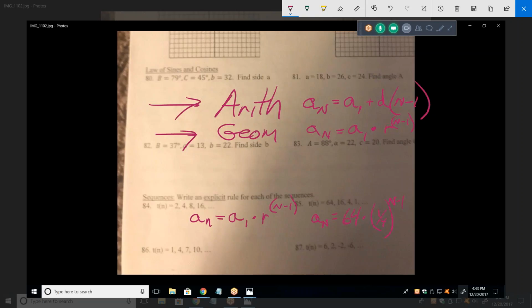So that's your answer. That's why they gave you geometric before arithmetic. I'll show you why. Because arithmetic are actually harder, because you have to do an algebraic step. So give me the arithmetic for 86.